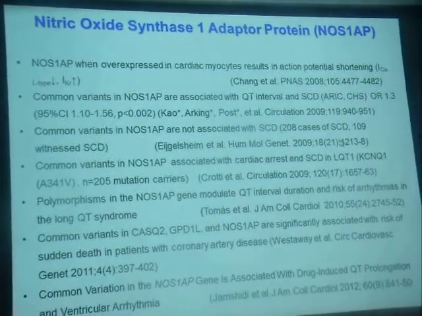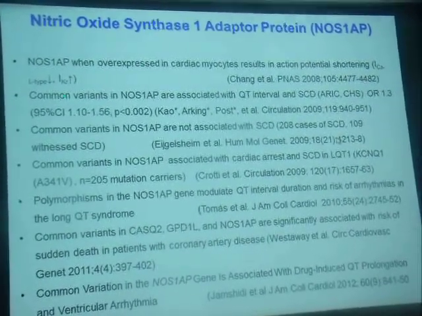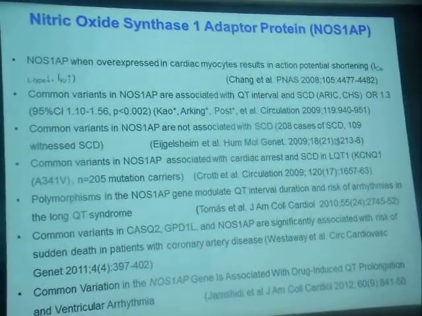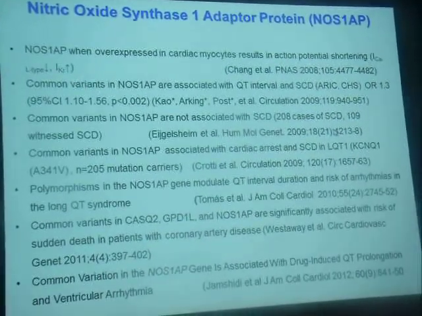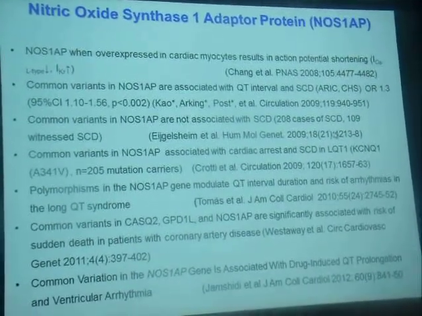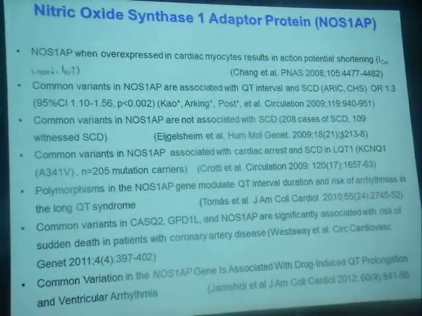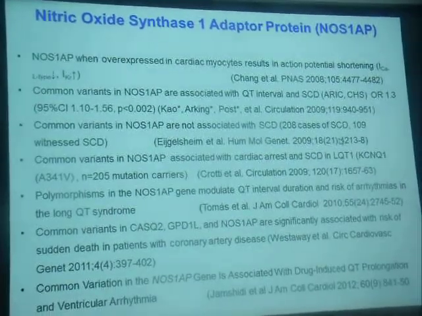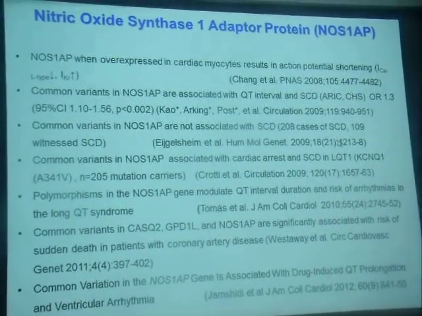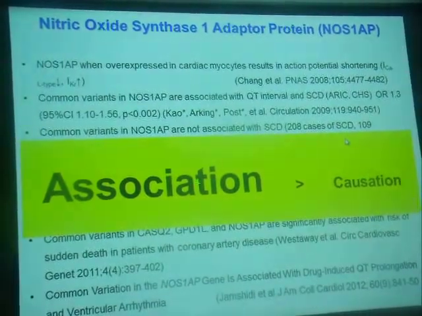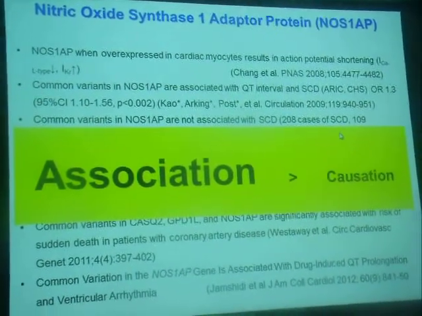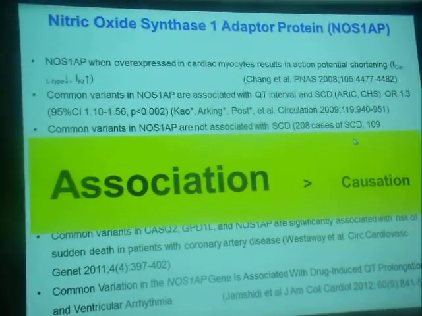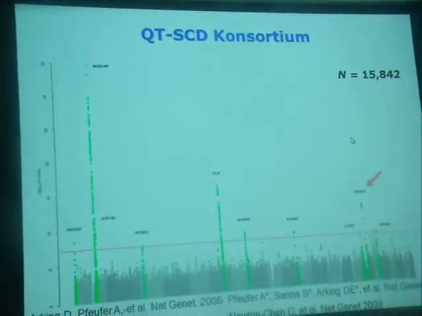All the other experiments and publications on NOS1AP are again association studies with different types of arrhythmias, ranging from sudden cardiac death in the general population to, most recently, NOS1AP as a risk marker for drug-induced long QT syndrome. So again, this theme prevails. It is more association studies than function and causation of these common variants.